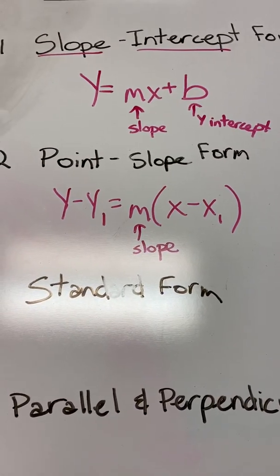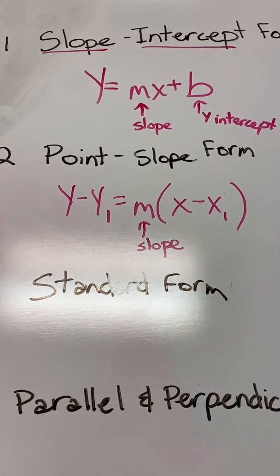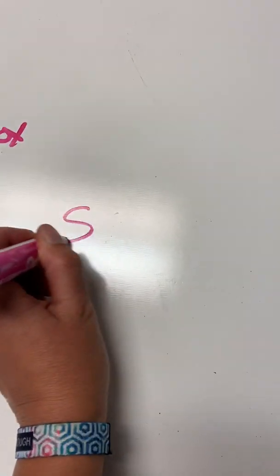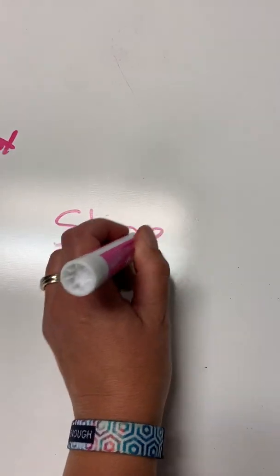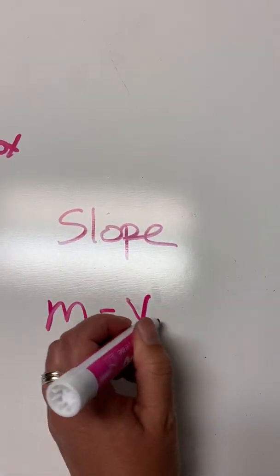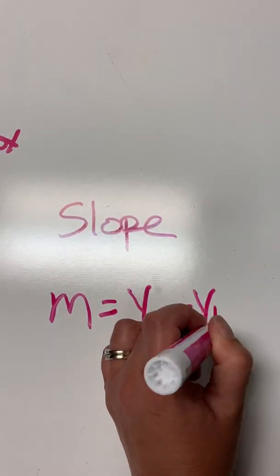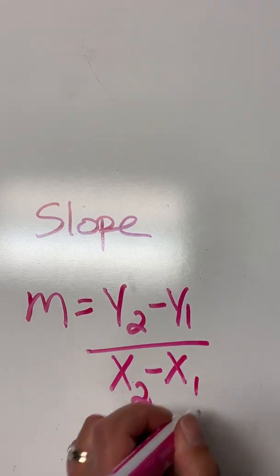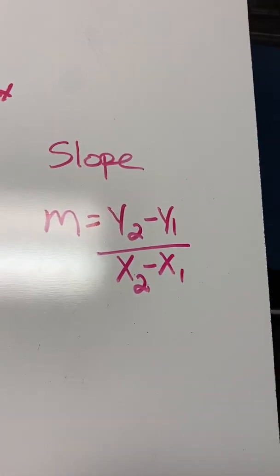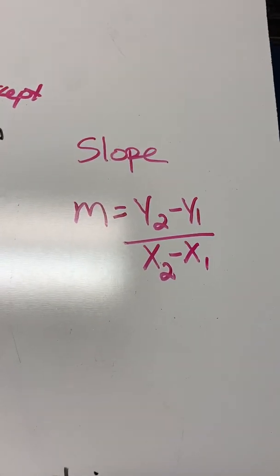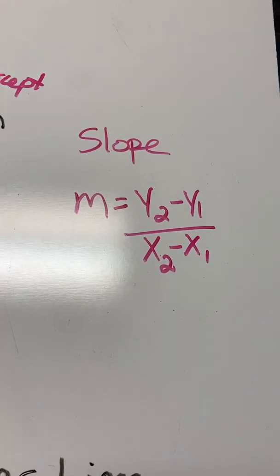In point-slope form in this section, we actually also learn a formula for slope. So we're going to put that over here as well. So slope is m equals y sub 2 minus y sub 1 over x sub 2 minus x sub 1. Basically, we're finding the difference of 2 points, and that's going to give us a fraction, and that's going to communicate to us where our next point is.